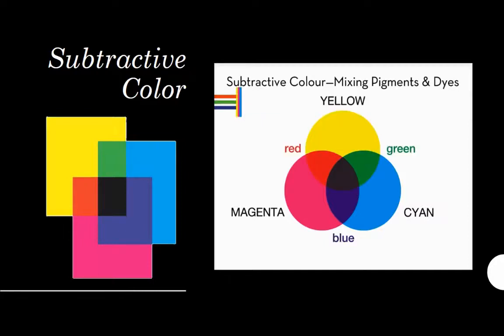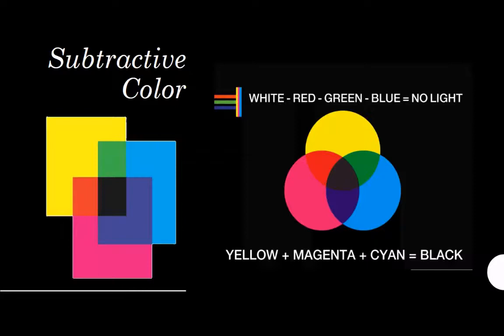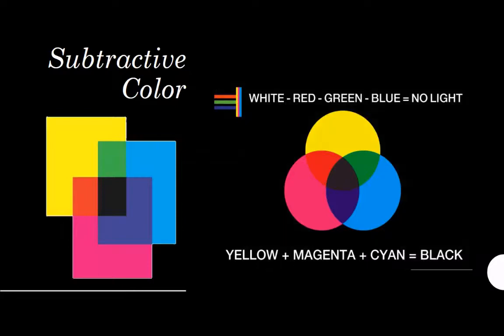When all three of the primary subtractive colors are in the mix, primary yellow absorbs, i.e. subtracts the blue light, primary magenta subtracts the green light, and primary cyan subtracts the red light. With all the light absorbed, we see black. White light minus red light minus green light minus blue light is no light.